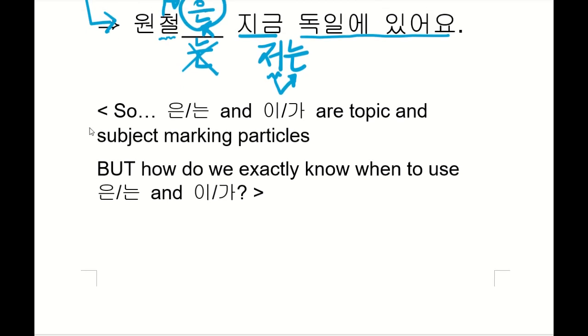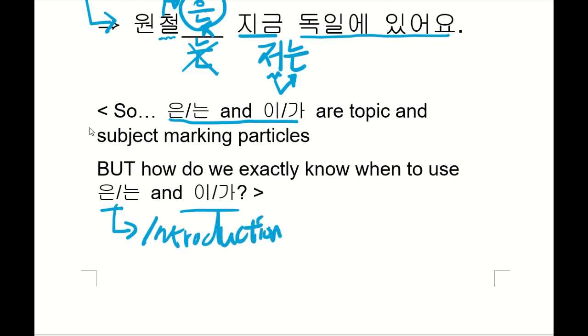So, 은는 and 이가 are topic and subject marking particles. But how do we exactly know when to use 은는 and 이가? So we just learned that one of the ways of knowing when to use 은는 is introduction, like self-introduction, like your job or your name. But what about 이가? When do we use 이가?